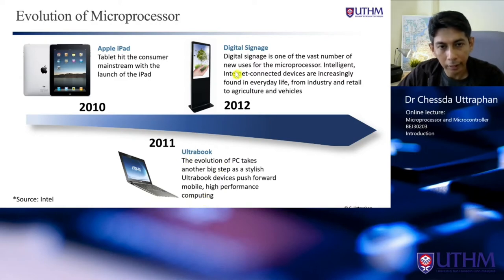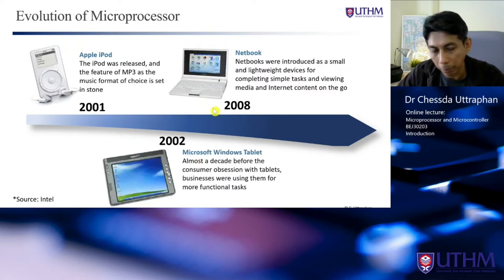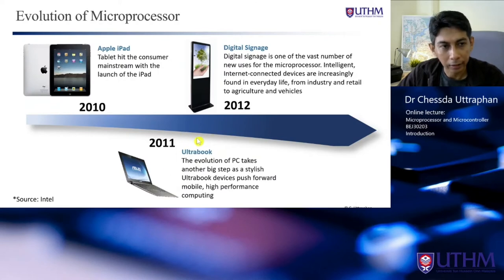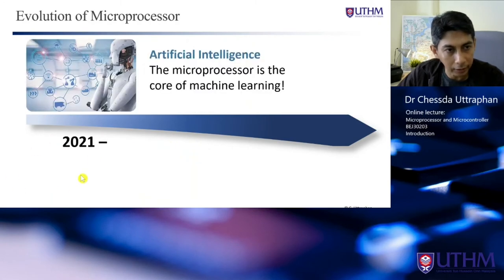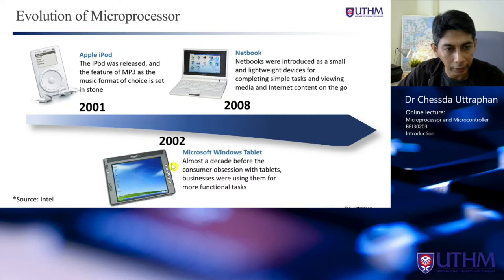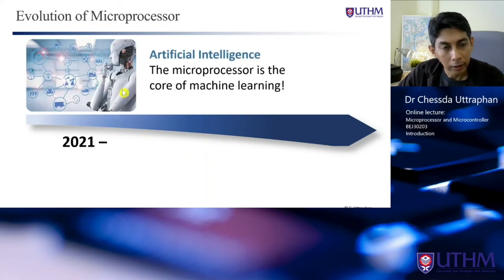Ultrabook. And we can see digital signage also everywhere, in supermarkets, on the side of the road also, all right. This emerged in 2012. So all of these things need a microprocessor inside, all right. And the source for this, I got from the Intel website, all right. And this one from this year to, we don't know, all right.